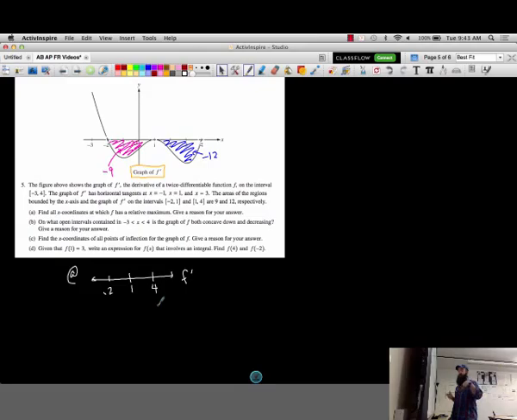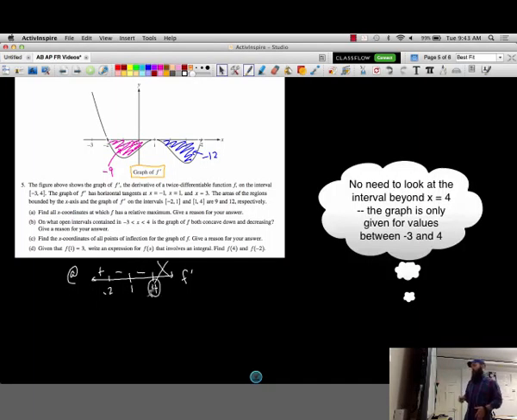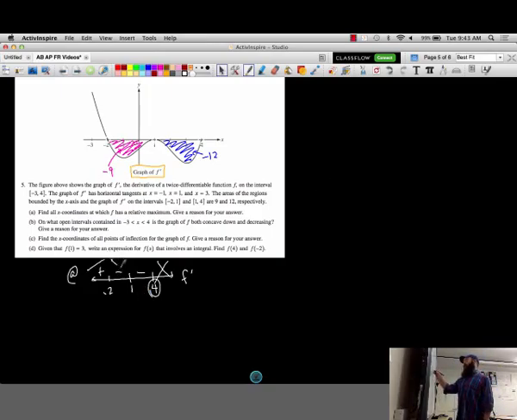And then I need positivity and negativity. So if I look at the graph, it's above the x-axis to the left of -2, and it's below between -2 and 1, and it's also below between 1 and 4. When I'm looking for relative maxima, positive derivative means it's increasing, negative means decreasing. So the only relative max you see is at x equals -2.